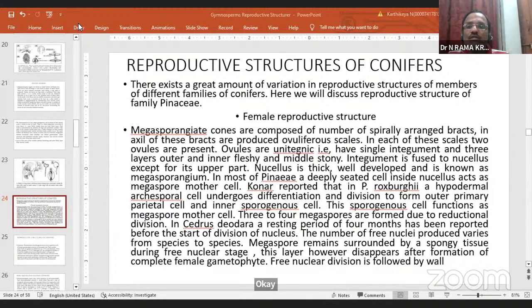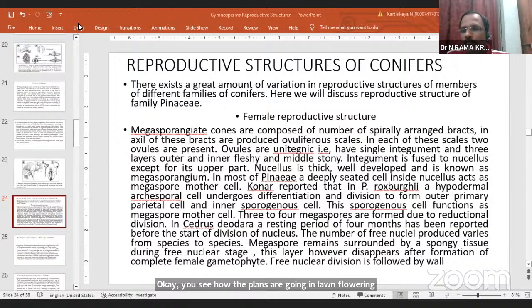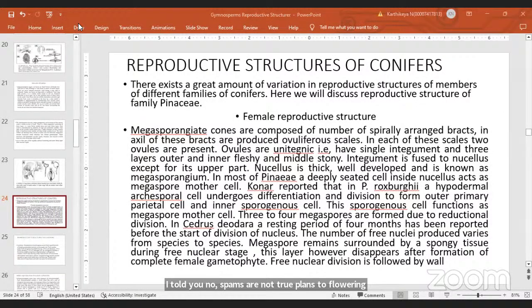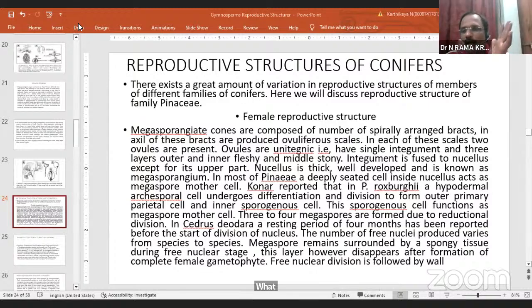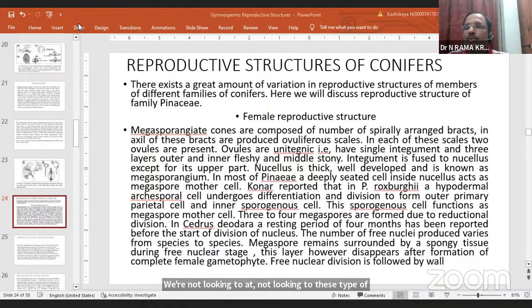You see how the plants are going, from non-flowering to flowering. In Cycas and Ginkgo biloba, already I told you gymnosperms are not true flowering plants. But here we are looking at flower-like structures, where the calyx and corolla are united. In Cycas and Ginkgo biloba we were not looking at these types of strobili. These types of strobili are staminate strobili. The male cones are known as staminate cones.